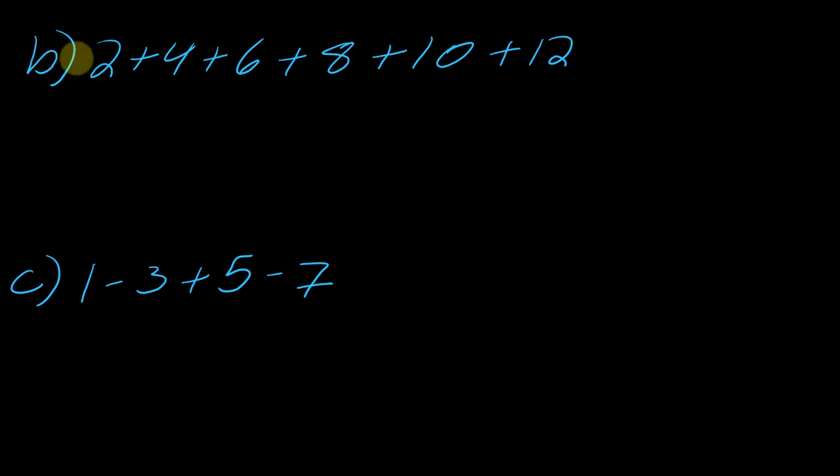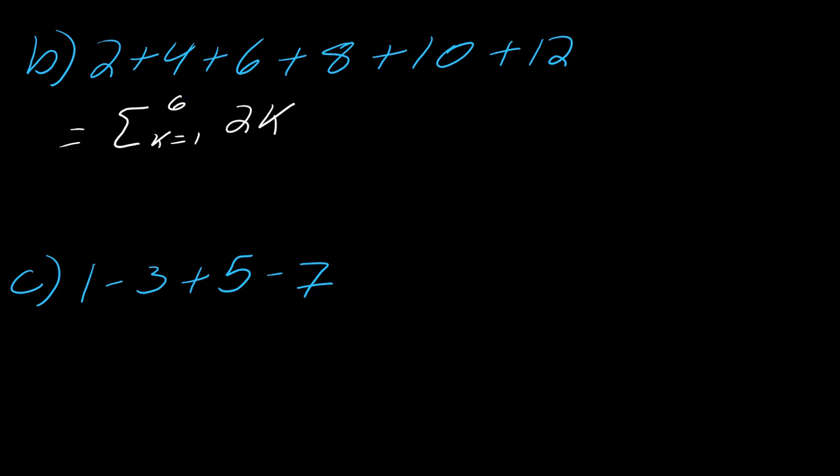Okay, so for this sum, I've got 2, 4, 6, 8, 10, 12. So these are all even numbers. So I'm going to start with k equals 1 to 6 of 2k. And if you think about this, then this will go 2, 4, 6, 8, 10, 12. So that'll get me exactly what I need to have.